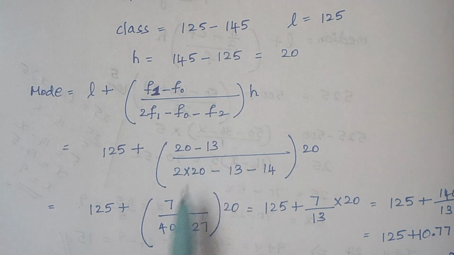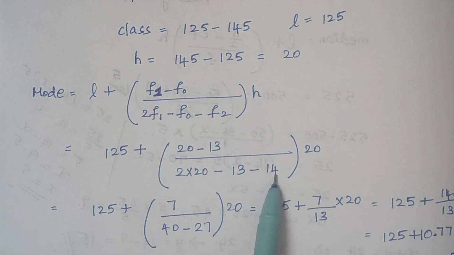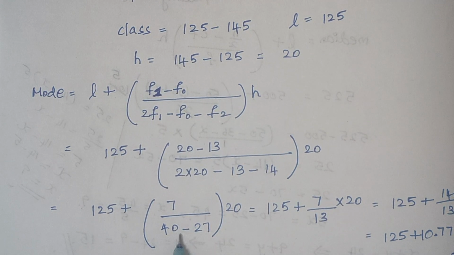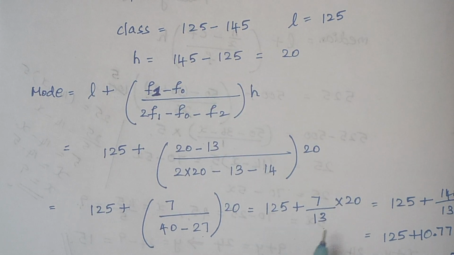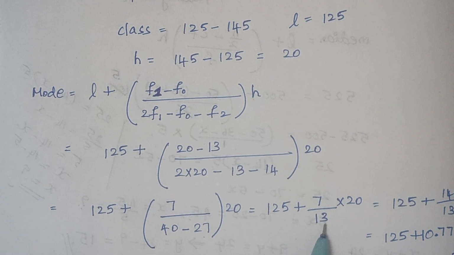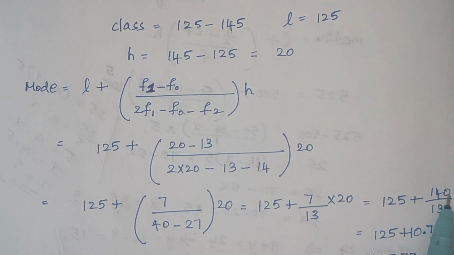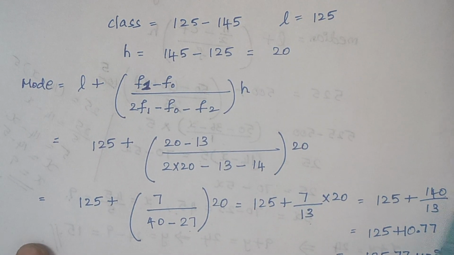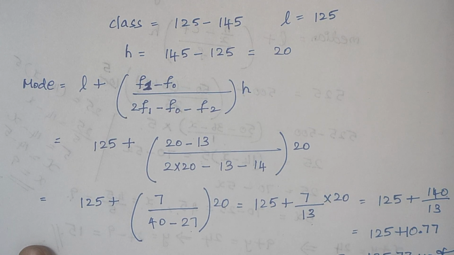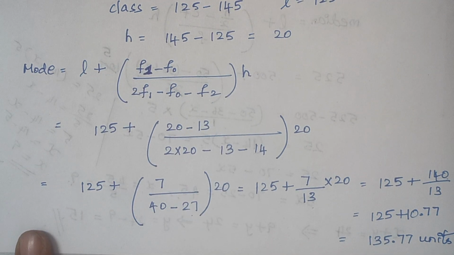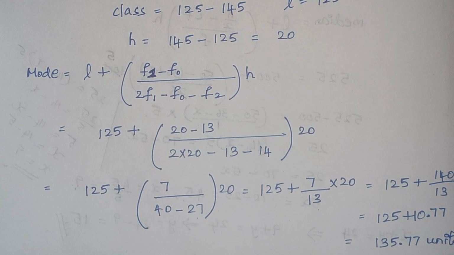So 20 minus 13 is 7 and 2 into 20 is 40. When you add these two values, they become 27. So 40 minus 27, the answer is 13 and the remaining terms remain as such. 125 plus 7 by 13 into 20. The next thing is 7 into 20 is 140. So 140 by 13 gives the answer 10.77. So finally here we end up with the answer as 135.77 units. So this is the value of mode.